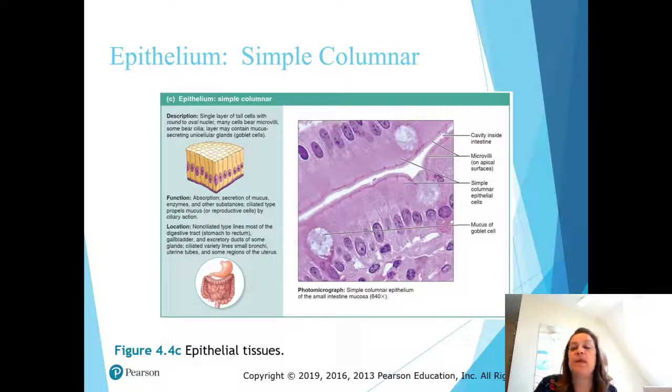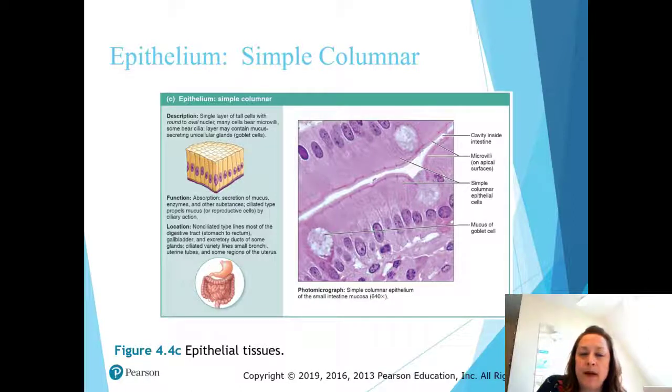Here we have our simple columnar like we saw before, 2 layers of it. And the white stripe in the middle is going to be the lumen, or the opening to the cavity of the intestines. These are still good for absorption and secretion, not protection, right? And these are going to be tall column-shaped cells. We're going to find them in a lot of different places. Digestive tract, gallbladder, some of our glands, our small bronchi, uterine tubes, and subregions of the uterus.